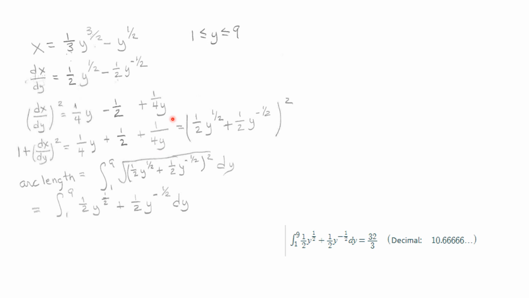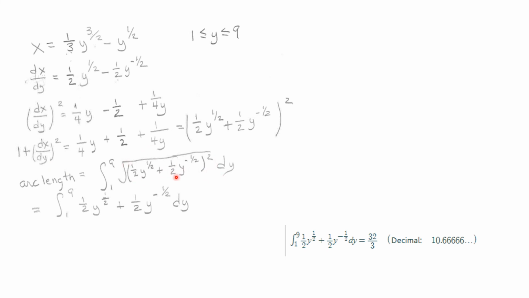I get this. But again, as we saw in the examples in class, with a problem like this, if you add 1, you're really just changing that minus 1/2 to a plus 1/2, and you have a perfect square, which will be nice to take the square root of. So the arc length then is going to be the square root of 1 plus dx/dy whole squared, the square root of that.